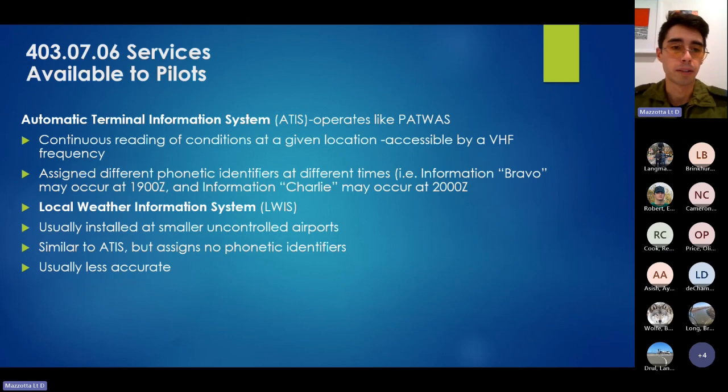Smaller airports or the airports that don't operate 24 hours a day might also have an AWOS, which is an automatic weather observation system. Similar to an ATIS, except with an ATIS the information is provided to you by a human that reads through it. AWOS is an automated system that kind of just takes a snapshot of the sky. And similar to the other two is the LWIS, or the Local Weather Information System, which is usually for smaller uncontrolled airports, but it has no phonetic identifiers and it's usually less accurate.